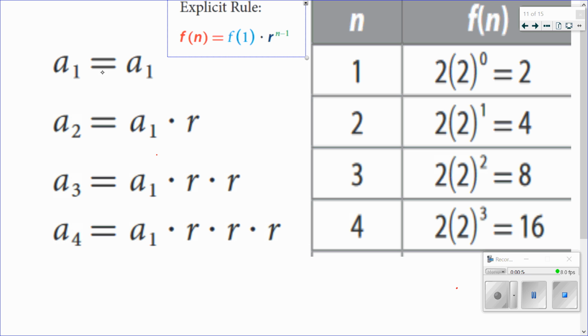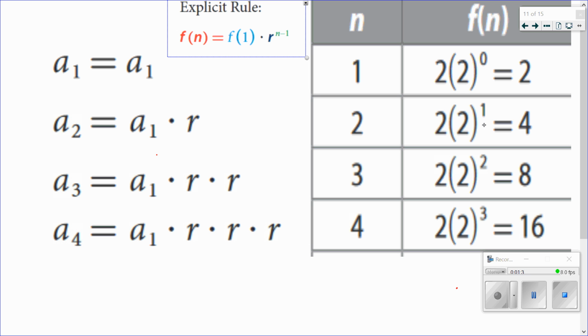So at a sub 1, there's 0 r's. At a sub 2, there's 1. A sub 3, there's 2. At a sub 4, there's 3 r's. It's one less. Over here with numbers, you can see it as an exponent, because r times r would be r squared, and r times r times r would be r cubed. So you can write them as exponents. The first term is the ratio raised to 0, so that you get 1, and you get the same first term.